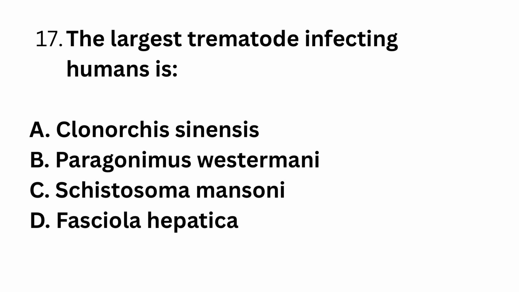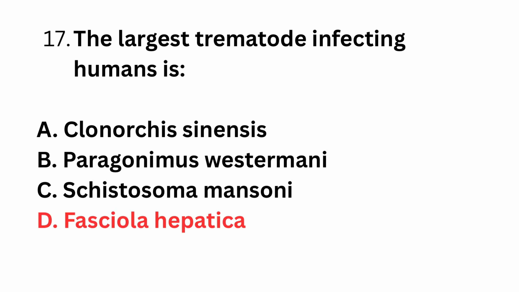Question number 17. The largest trematode infecting humans is Clonorchis sinensis, Paragonimus westermani, Schistosoma mansoni, Fasciola hepatica. The right answer is option D, Fasciola hepatica. Fasciola hepatica is broad and leaf-shaped. It is the biggest fluke found in humans.